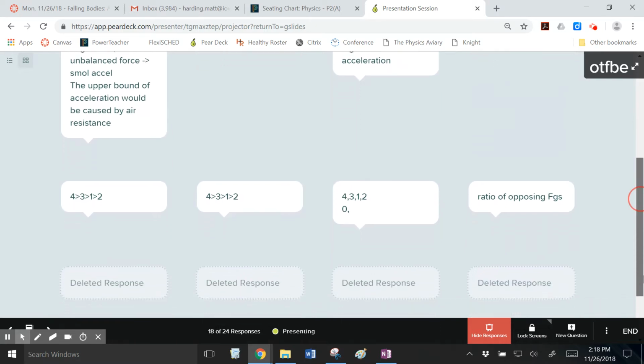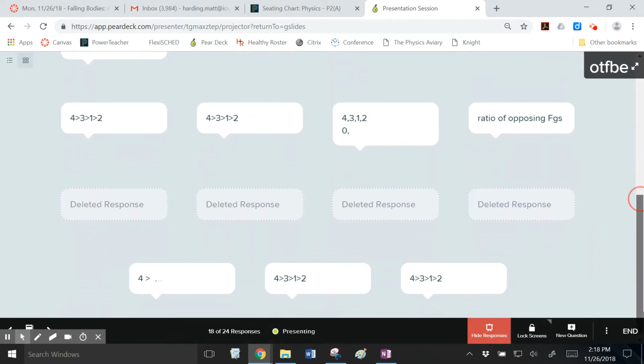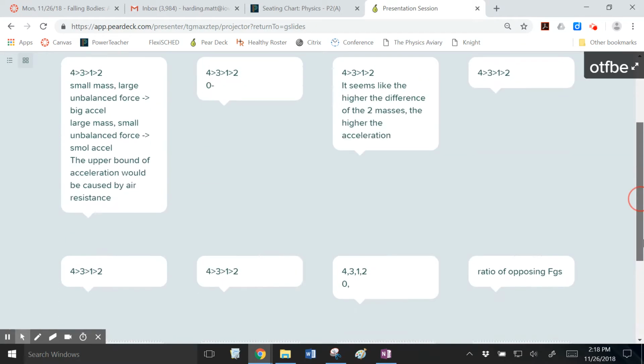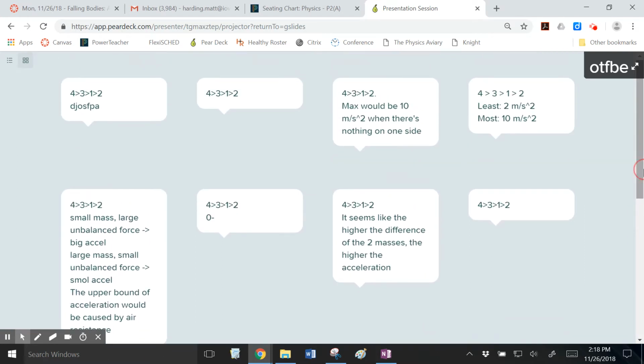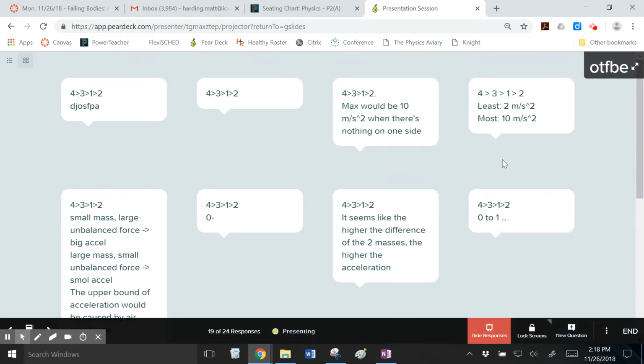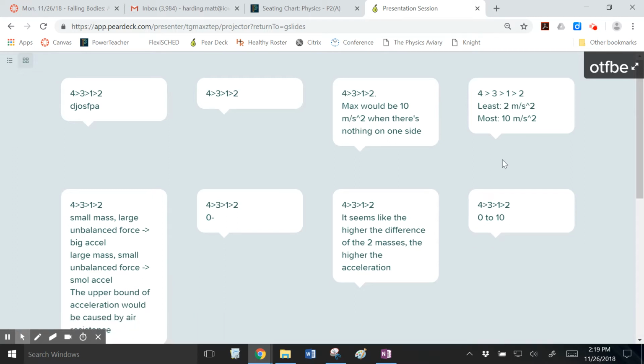As far as a range of values, ooh, a lot of deleted responses here. That's the Mueller probe having its effect. Some people are supposing different values here. Maybe 2 would be the smallest acceleration. That's certainly the smallest acceleration on the sheet. The most, 10. Again, that's the most on the sheet.